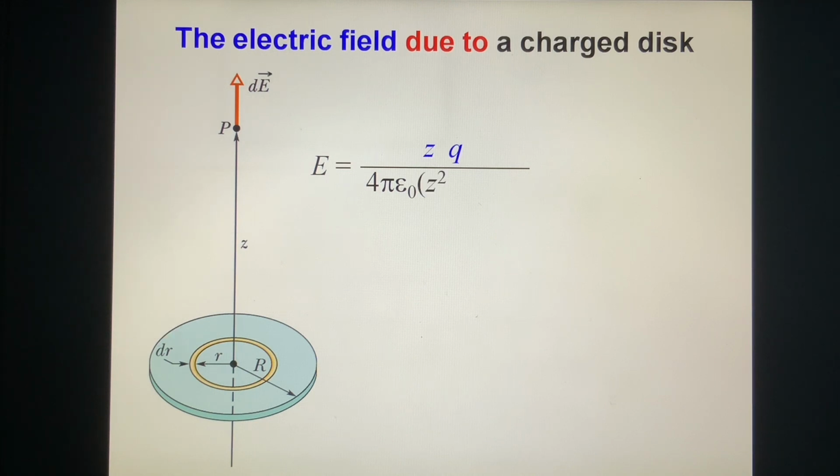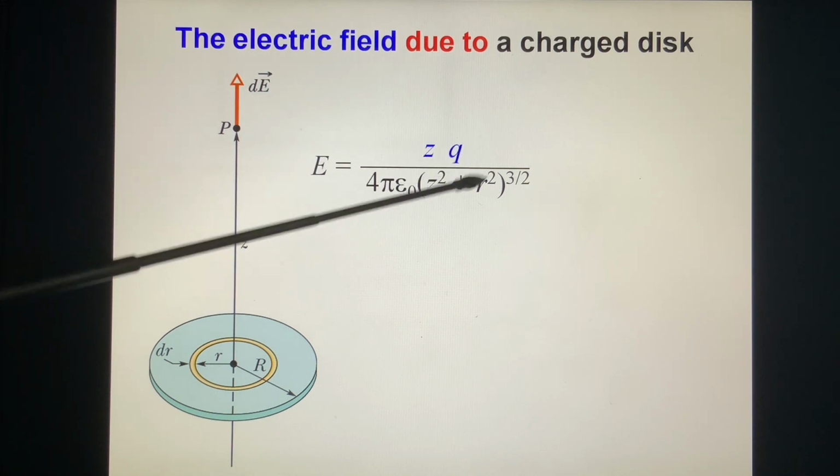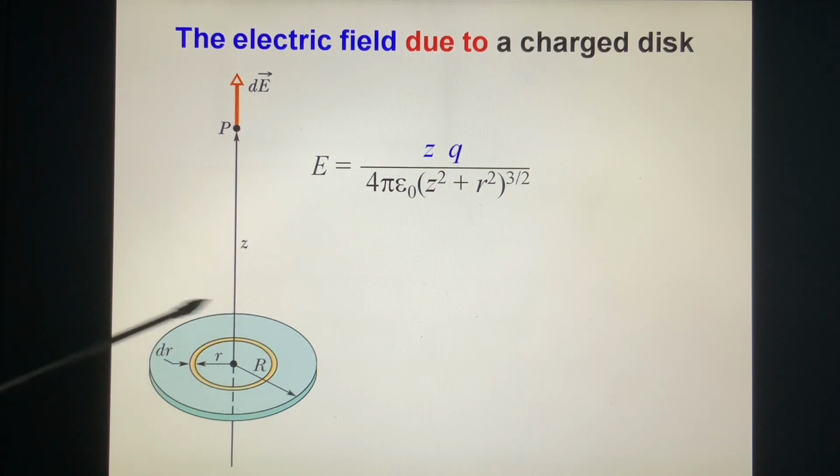We know from previous calculation the electric field at point P on the central line, which is at distance z from the center of the ring, is E equals zq over 4 pi epsilon 0 times (z squared plus r squared) to the power of 3/2, where q is the charge of this ring. Now, in our question, this E is part of our E, because we have to find the E produced by many different rings. So we label it dE. The charge on this ring is dQ.